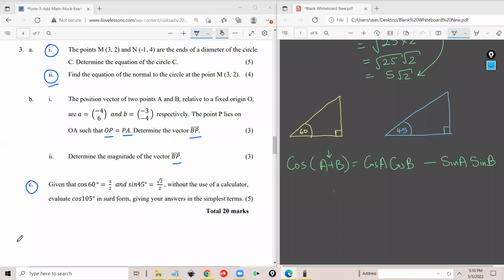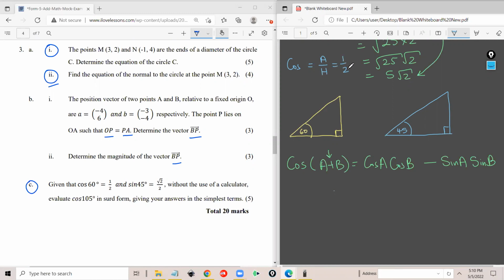All right, so the examiner told us cos 60 is a half. Now this all goes back to what's the most basic formula for cosine? Well, as you all remember, cosine is adjacent over hypotenuse. So the examiner gave us a half.